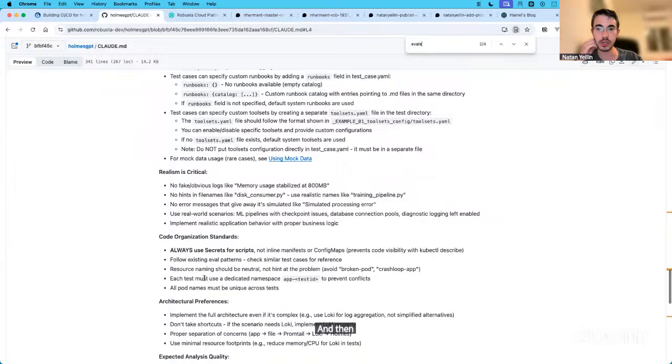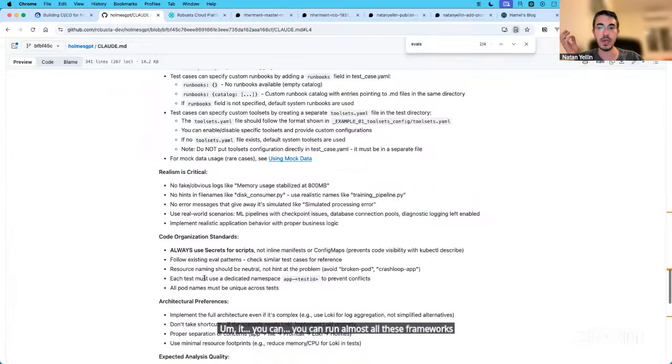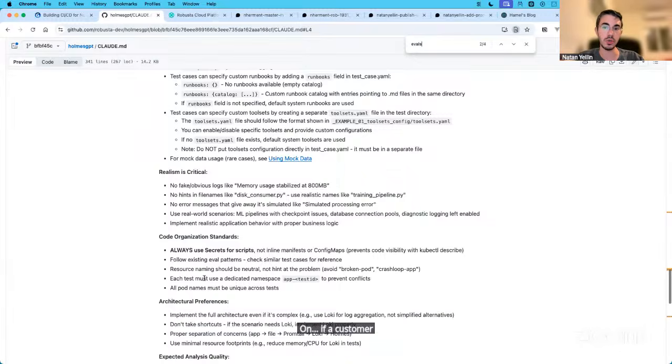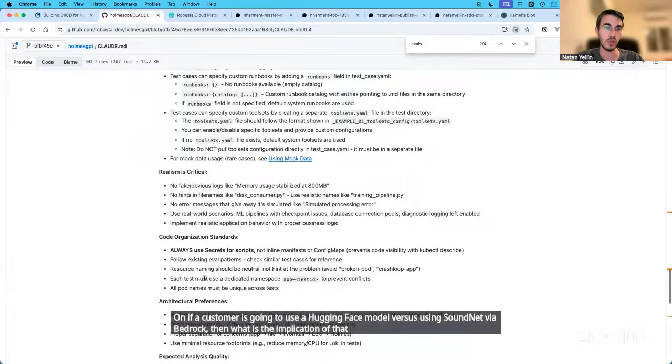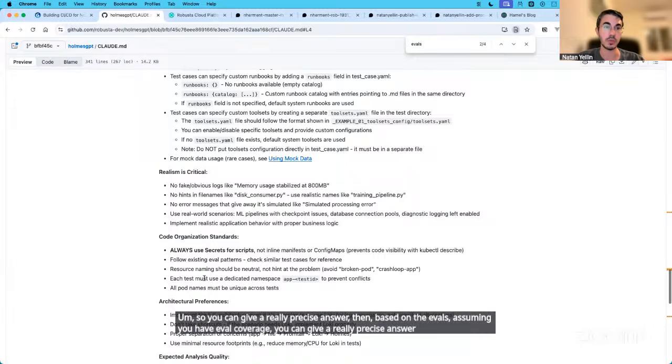Another question here, from Padavala: I hope these eval frameworks can be configured to work with any model. They can. It just means doing an inference call. You can run almost all these frameworks on anything. Not only that, but you can give very precise answers on what is better. For example, if a customer is going to use a Hugging Face model versus Sonnet via Bedrock, what is the implication on accuracy for your type of scenarios? Assuming you have eval coverage, you can give a really precise answer about the trade-offs between using different models.